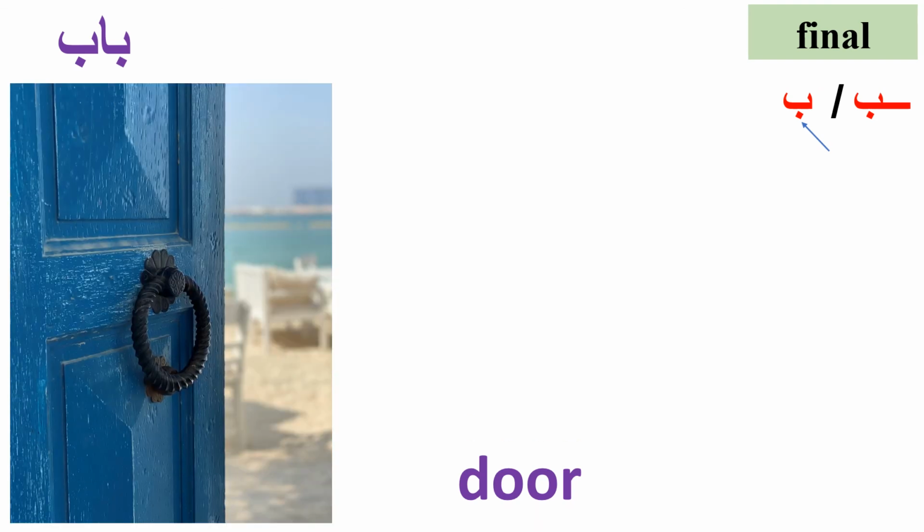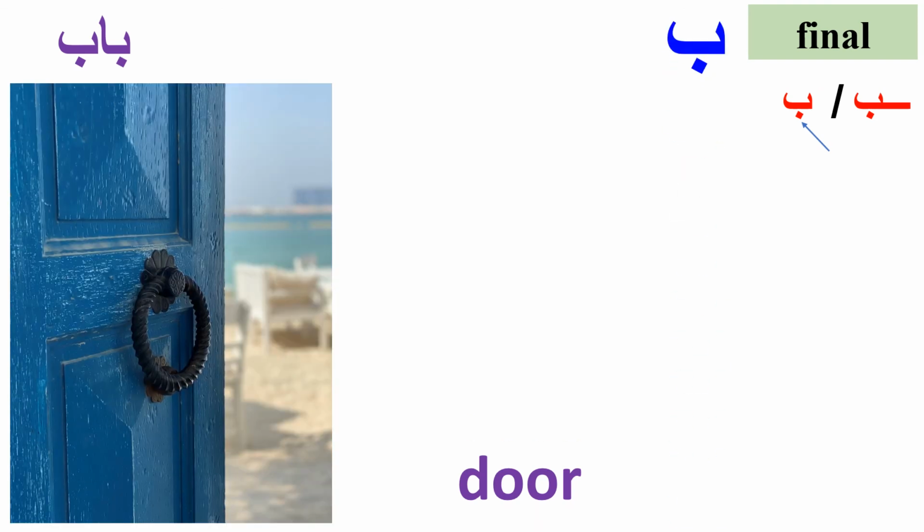The final shape for the letter b is when it is connected with the previous letter, as we can see here, or when it is identical with the individual shape of the letter. So here is an example. We have the example of the word bab, which means door. This is an important example because it has the letter ba at the beginning of the word as well as at the end of the word. This makes it easy for us to see the different shapes of the letter in the same word. So that is what we talk about, door.